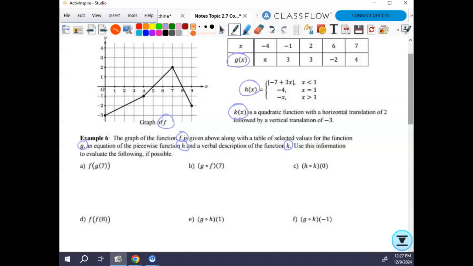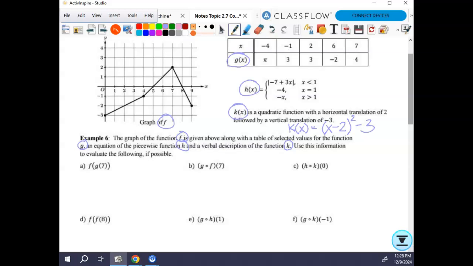So k of x says, k of x is a quadratic function with a horizontal translation of 2, followed by a vertical translation of -3. So I think I want to go ahead and have my equation, just by them telling me that. k of x is equal to, well, if I have a horizontal translation of 2, I'd write down x minus 2. And then it's squared because it told me it's a quadratic. And then I have a vertical translation of a -3. Okay, and there's my equation. We're good on that? Easy enough?